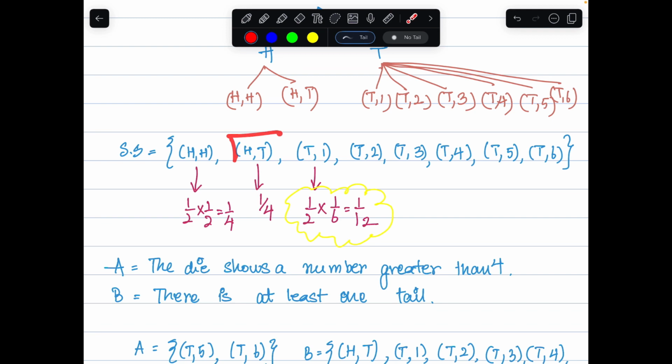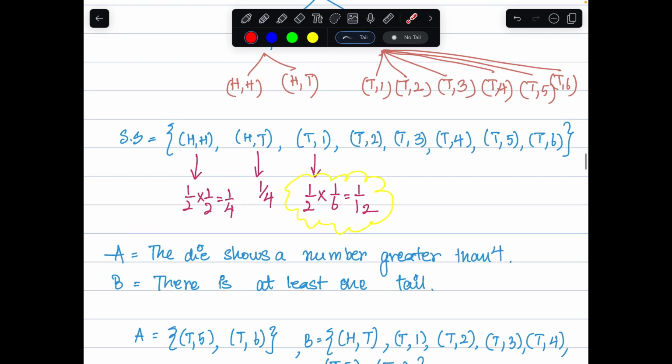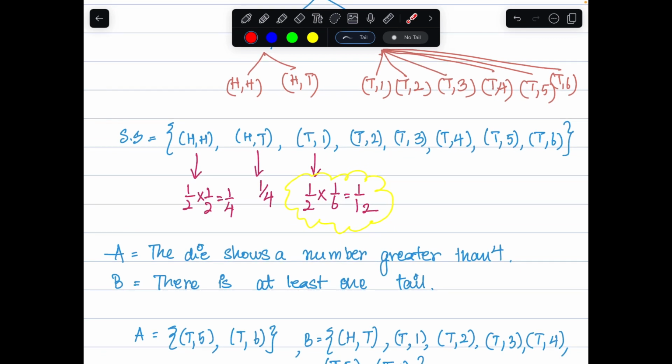Similarly, probability of getting 1 head and a tail is 1 by 4, again half into half. Now when you come to this, how do you do? Similar to the previous one, probability of getting tail is half, but probability of getting 1 is 1/6, and you multiply, you get 1/12. So probability of any of these events, this event, this or this, is 1/12. They are not equally likely.